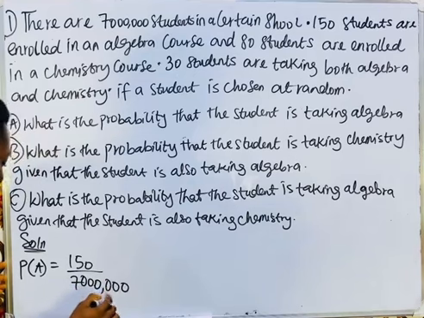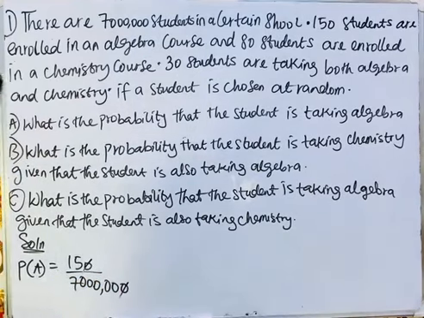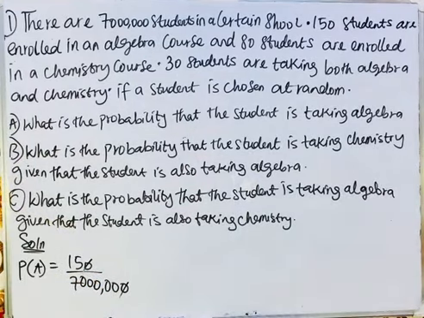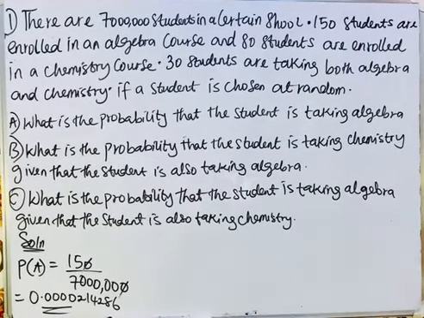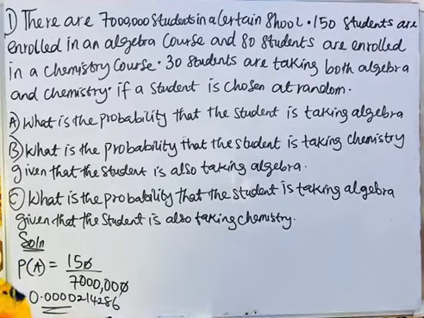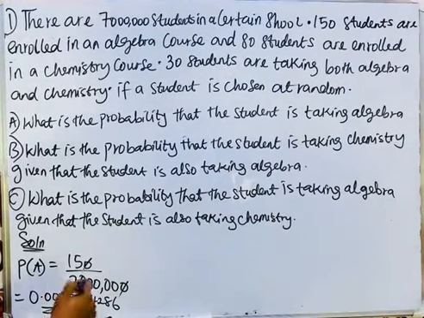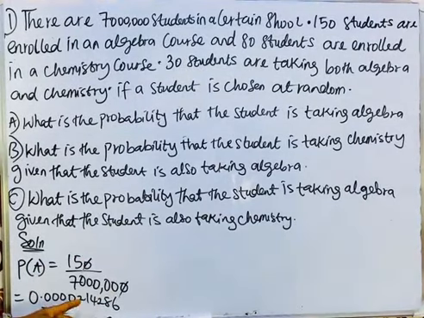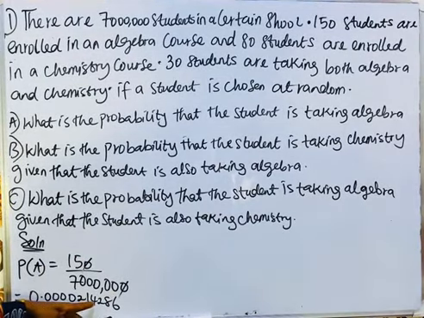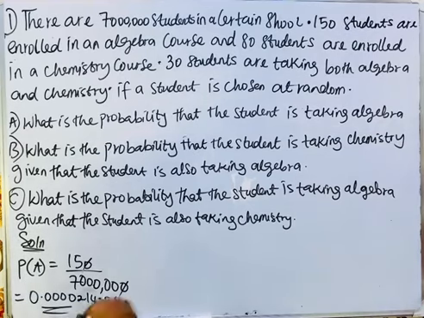Wonderful. So let's punch it in our calculator. So that's the probability. Now we have gotten this one. If you like, you can still put it in standard form: 2.14286 times 10 raised to the power minus 5.